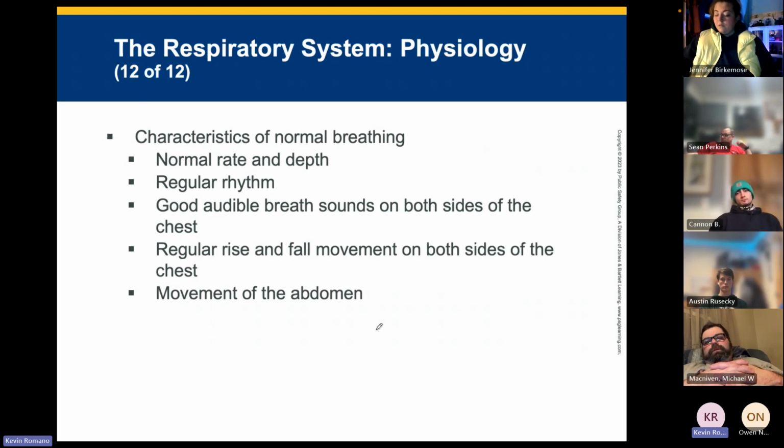This is what we are looking for. Not just saying, oh, I see the chest moving. Is the abdomen moving? Is the chest moving? Are lung sounds present? Right? There are 8 spots in the back and 4 spots in the front that we're going to assess on every patient when assessing lung sounds. Right?